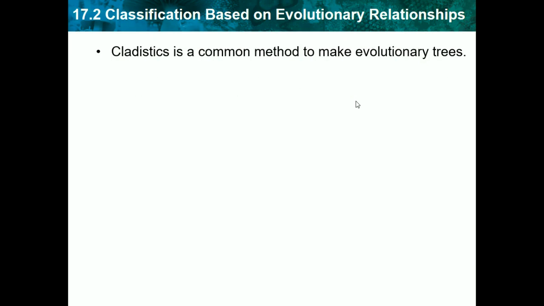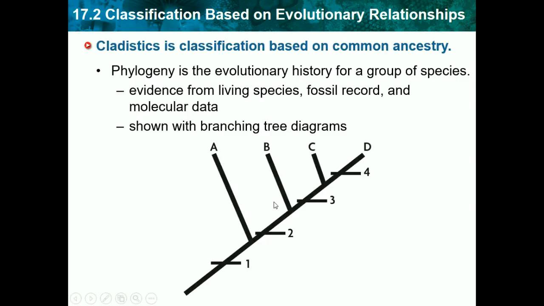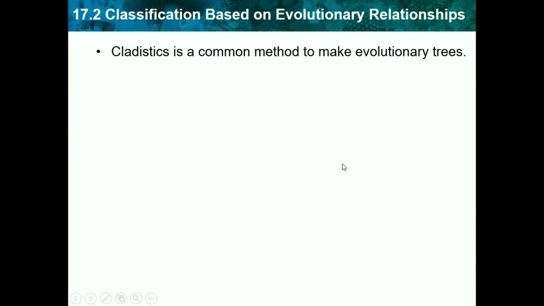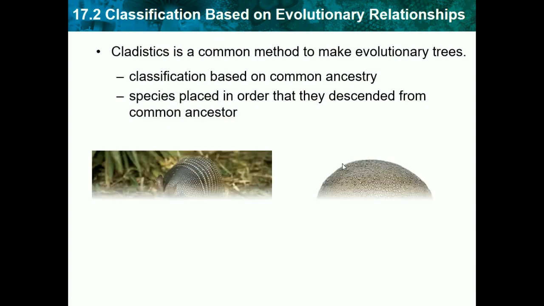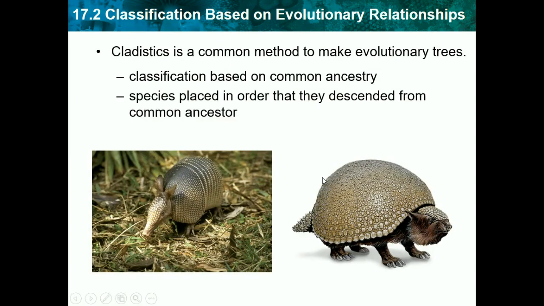Cladistics is a common method to make evolutionary trees, classification based on common ancestry. If we look at this, they all have a common ancestry of this main branch here, and they each split off. So A and B would have common ancestries along with C, D, and all of them together. Species are placed in the order that they descend from common ancestries. So the main branch is the oldest, and then it gets younger and younger as it goes on.